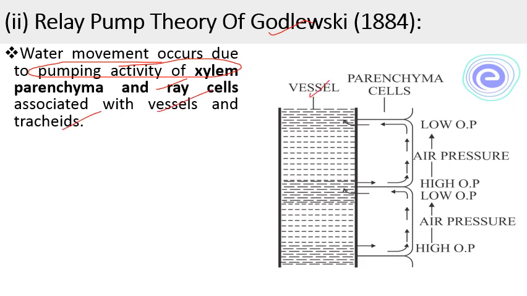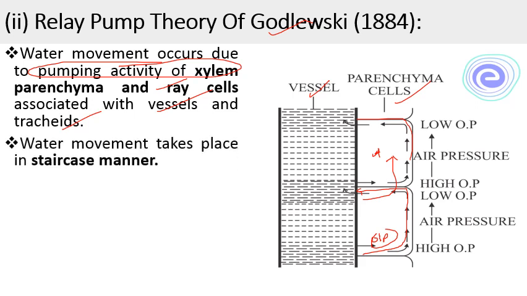So this is the xylem vessel, aur iske sath jo ye cells hain, these are the parenchyma cells, aur isme pani ki upward directional movement hoti hai, and this movement is due to the osmotic difference in the cells. Here the osmotic pressure is low, here the osmotic pressure is high, so the water will move upward by the process of osmosis. So water movement takes place in a staircase manner, means jaise hum steps mein move karte hain, waise hi pani ki upward directional movement hoti hai. So in this way, water movement takes place according to this theory.